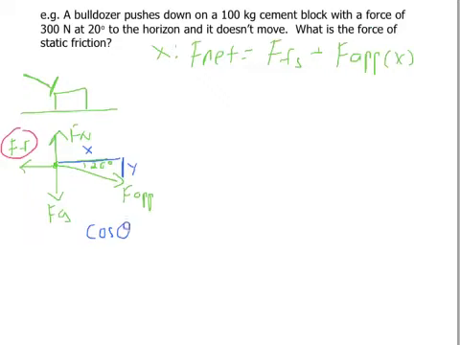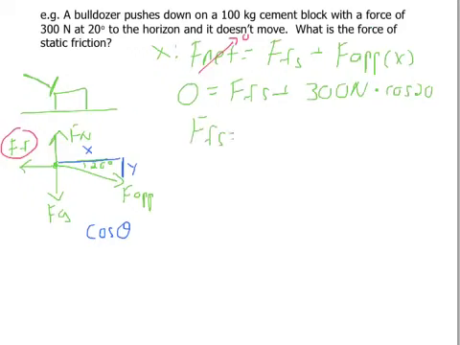The block is not moving, in fact it's not accelerating, so F net is 0, and we can find the frictional force. 0 equals Fs plus F applied, which is 300 newtons times the cosine of 20. We solve for static friction. It is 282 newtons, negative. It is negative because it is acting to the left.